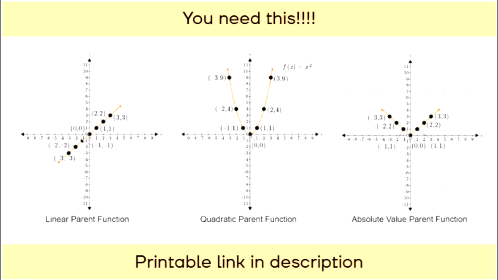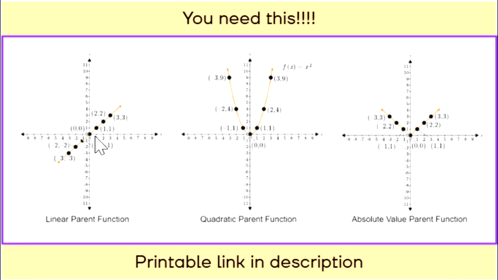Now this is important. These are all of the parent functions. You need this. Take a picture, print it, whatever you need to do. You need this. You need to know where they sit on the origin, what their slopes are, what these standard points are, so that you can keep referring to this throughout the lesson so you know what the parent function is so you can figure out the translations.